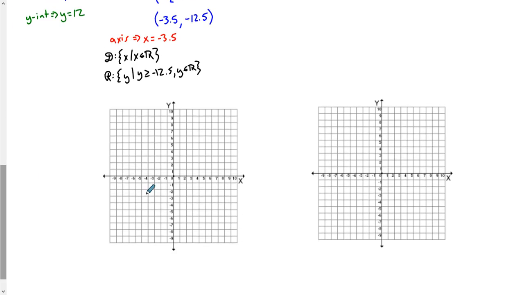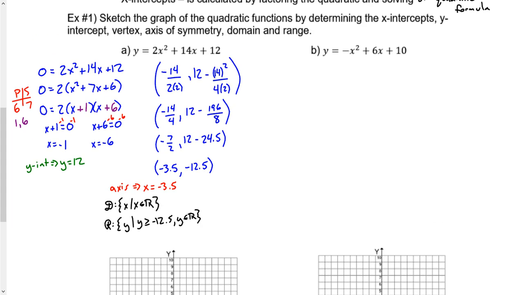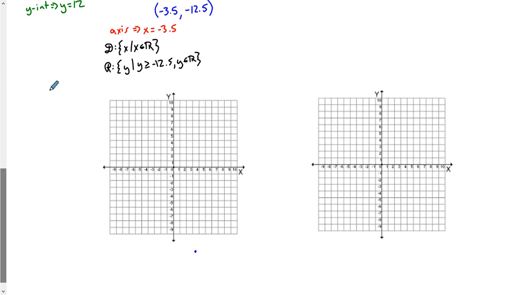So negative 3.5, negative 12.5 will be about right there. This one for sure will not be the greatest to do by the staircase method, but we can identify a whole bunch of other good things. For example, our two x-intercepts. Oh, sorry, negative 3.5. Let's move that to negative 3.5, negative 12.5. There we go.